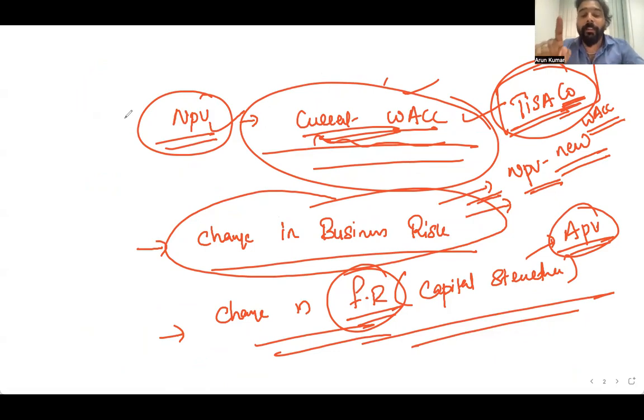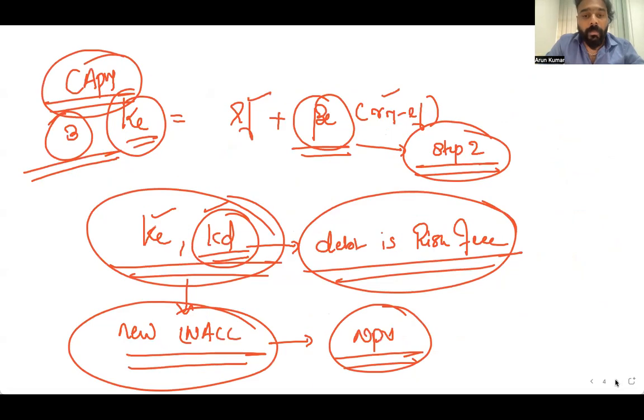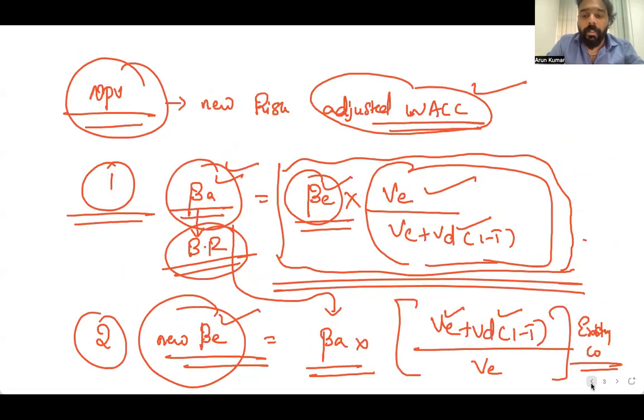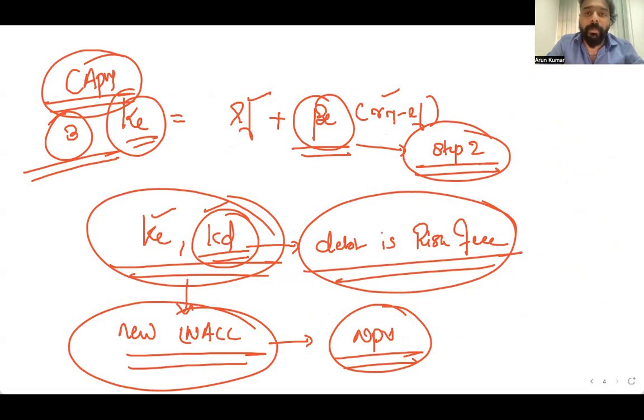On the other hand, if there is any change in the business risk, in that scenario, we cannot calculate NPV with our current cost of capital. We have to calculate a new cost of capital using the method which is explained right now. I hope all of you are aware of it. So is it clear, everyone? Is the situation on risk adjusted WACC use clear? Is it clear, guys? Can you reply in the chat?